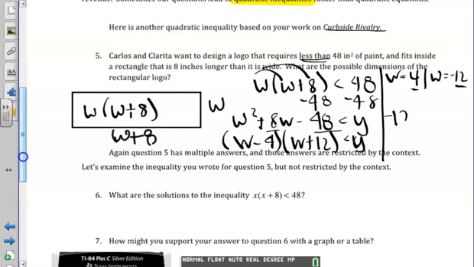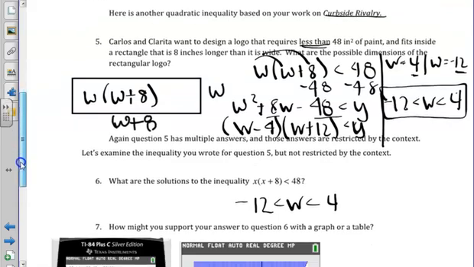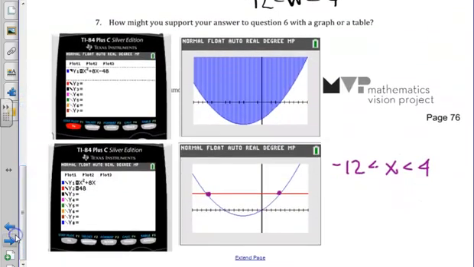So we would write that as negative 12 is less than x, or let me keep within my same variable, w, which is less than 4. So these would be my solutions. I have a range of values. Okay, so we can write that down here. Negative 12 is less than w is less than 4. Now, how could we support this answer using a graph or a table?